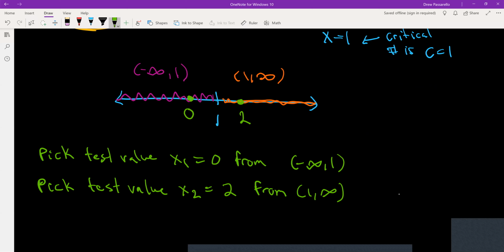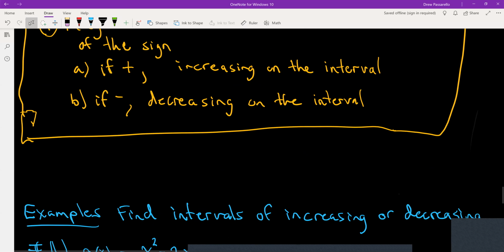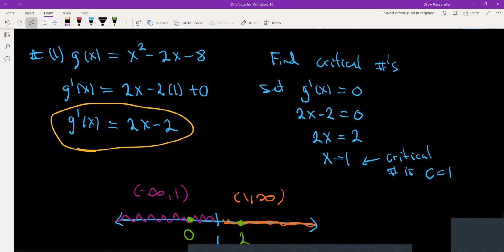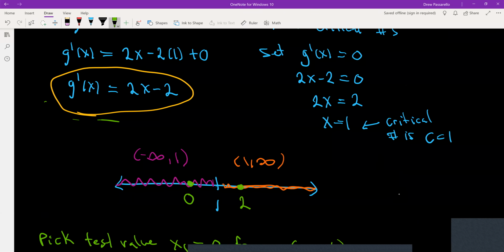Now I need to plug them in, so I'm on the fourth step: plug each test value into the derivative and make note of the sign. That's why I circled this, because I'm going to be using it now. So g prime of x is 2x minus 2.